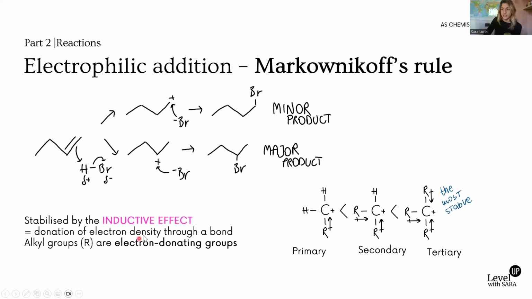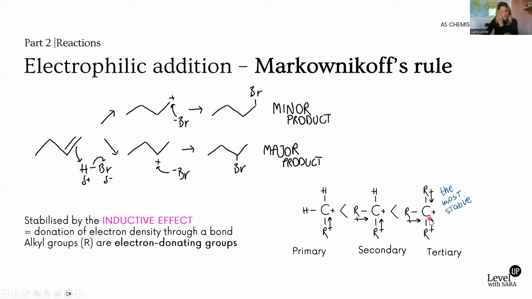Inductive effect is the donation of electron density through a bond. Alkyl groups are called electron donating groups. You might remember this if you're in A level from our directing group in benzene topic. Electron donating groups mean that they stabilize the carbocation. So the tertiary is the most stable, and the most stable will give you the major product. Okay? It's important to understand this.